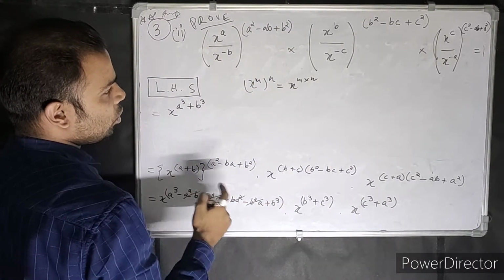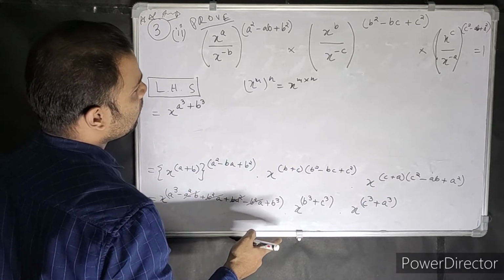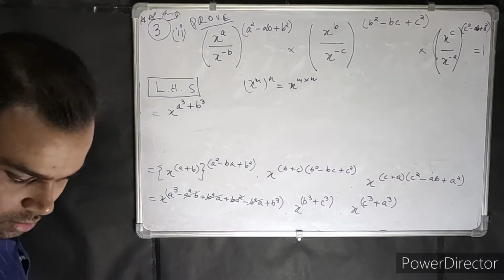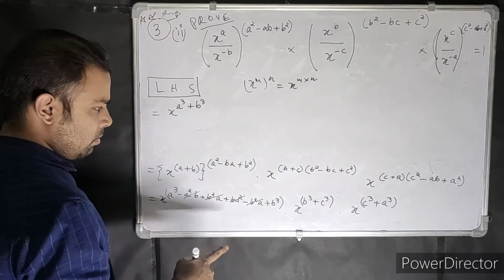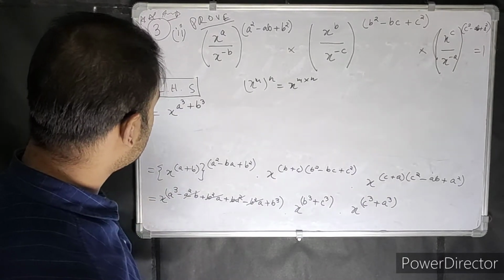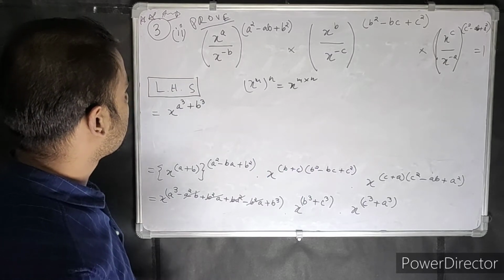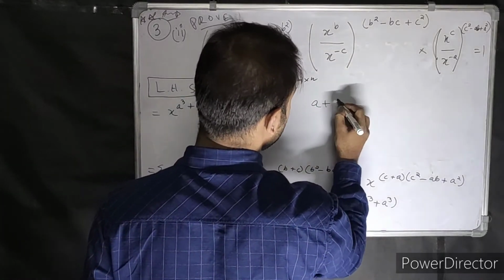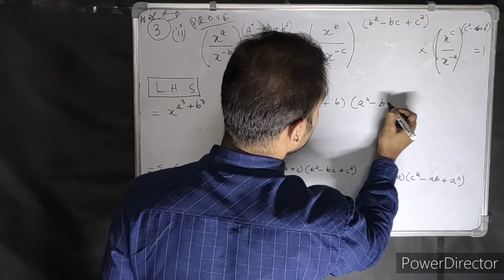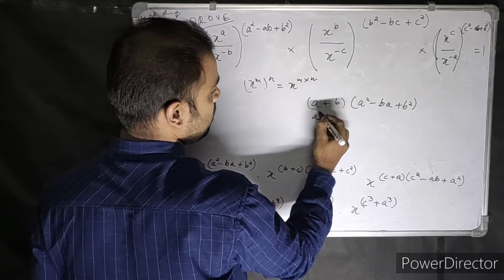Okay, so that is... This is supposed to be 1. They seem to prove it, but it's not coming 1, is it? No, it's not coming 1. Yeah, that's because a plus b into a square minus ab plus b square is a cube plus b cube.